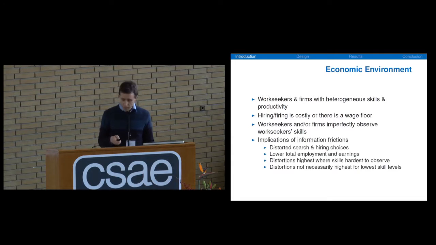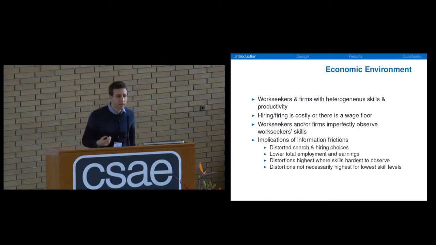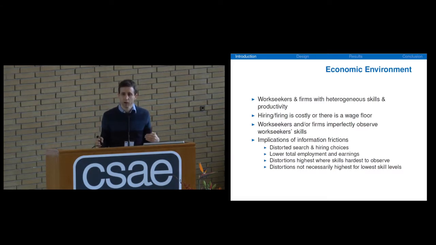What is this going to do? It's going to distort search and hiring choices in a variety of ways. I'm not going to be very precise about what those are, because depending on exactly how you write down the model, you can generate predictions where this will increase search effort, where this will decrease search effort, and it will do a variety of different things under different parameterizations. What it will do, generally in all of these types of models, is reduce total employment and reduce total earnings. So the presence of these frictions means that fewer people get jobs, and the total wage bill that is paid out to workers is lower.